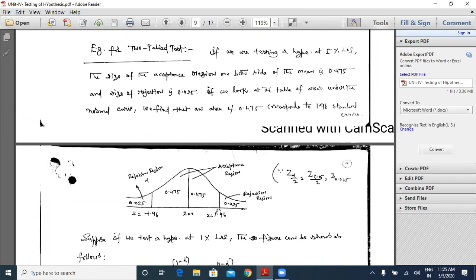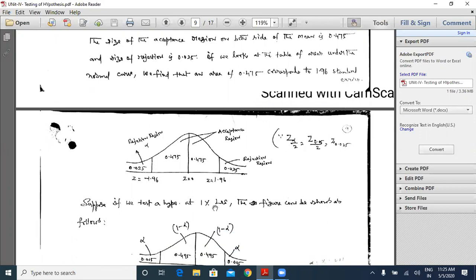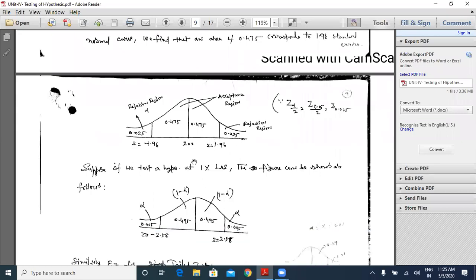So taking the area from 0 to Z alpha equal to 0.475, by reverse tracking from the normal tables, we get the Z value as 1.96. This is the way of getting Z alpha by 2 value, 1.96. So this is Z alpha by 2.